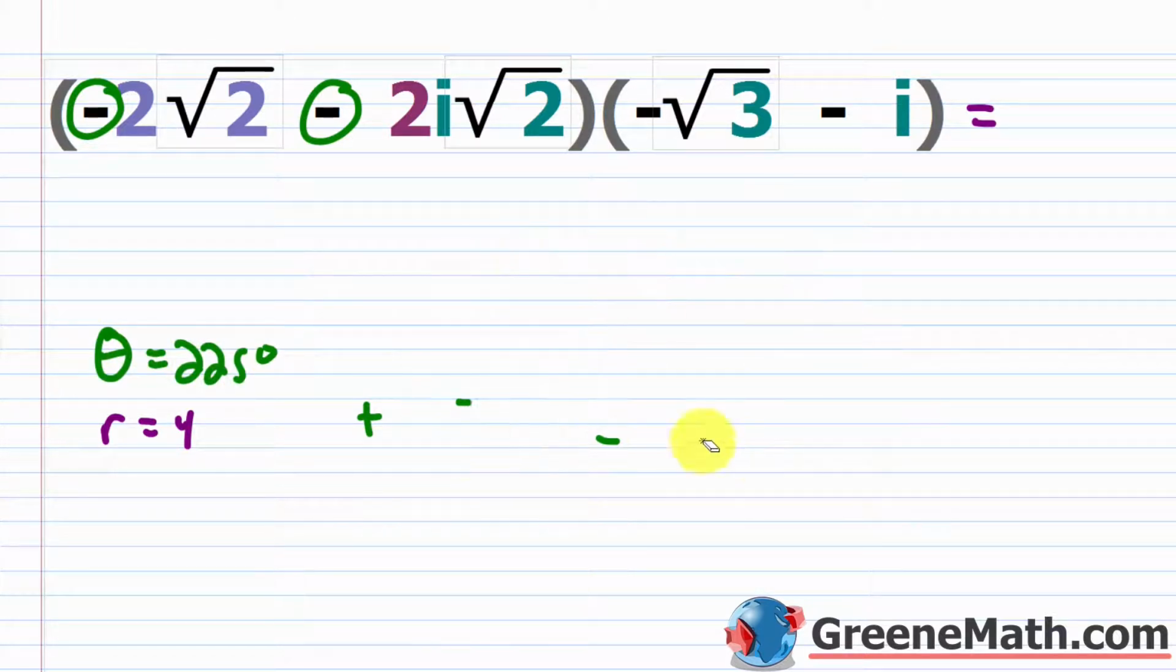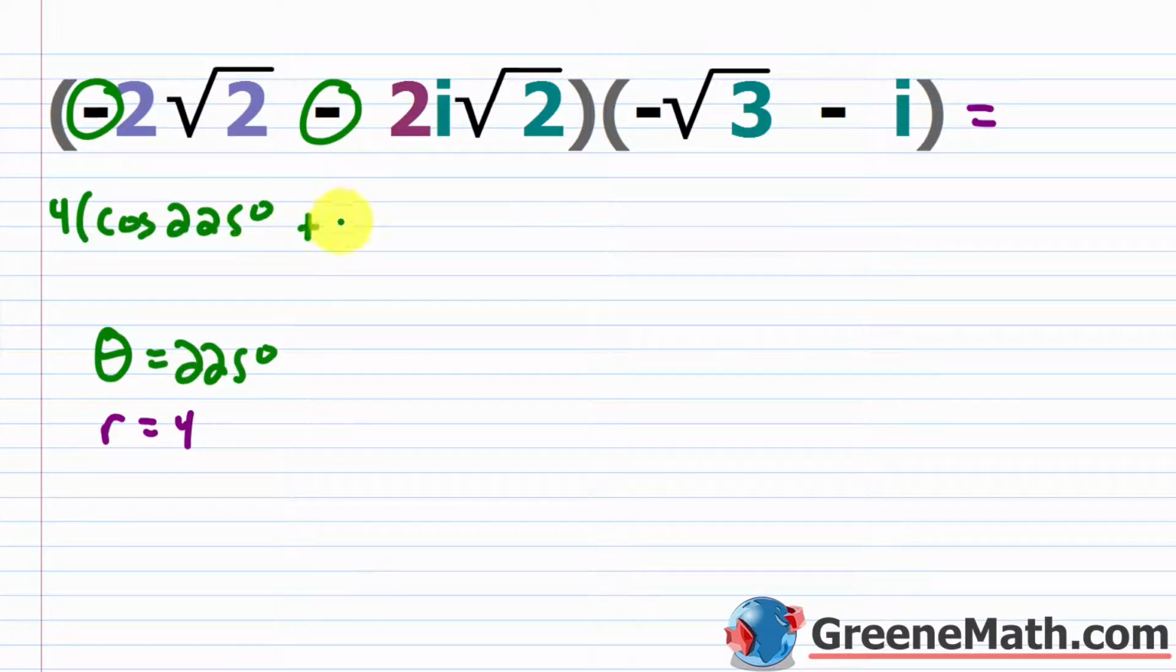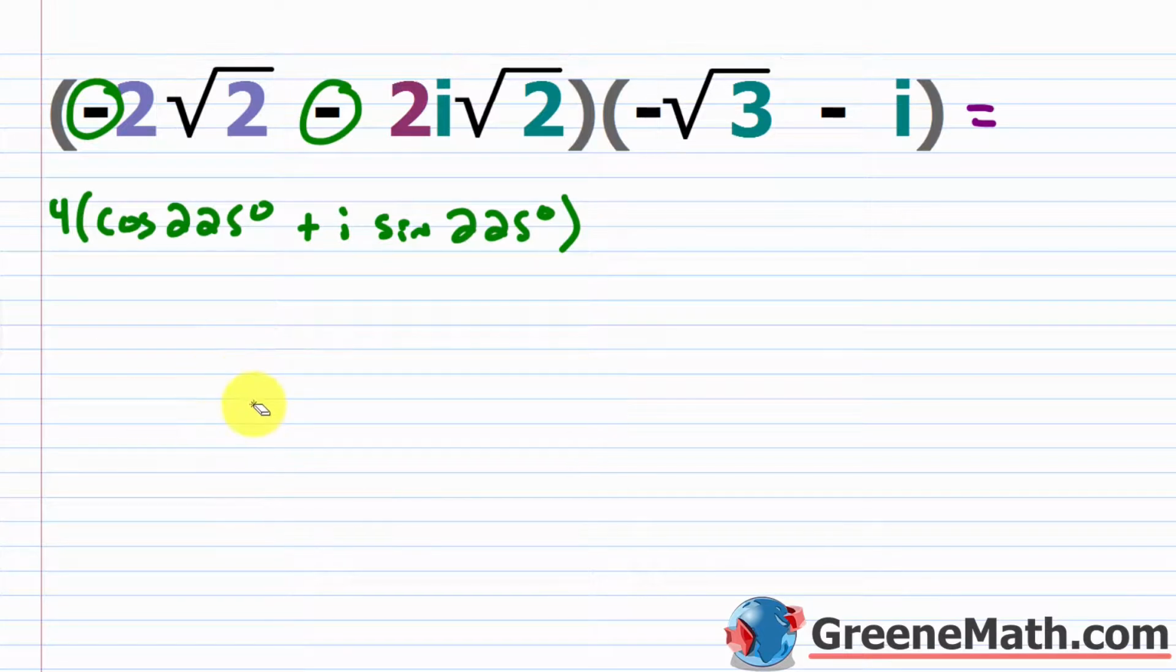So now that gives us the information to write this guy out. I can say that my R value is 4, and then my argument here, theta, is 225 degrees. So I'd have cosine of 225 degrees plus I times the sine of 225 degrees, okay? So the first one's done. Now we just need to do the second one. So again, let me put times here.